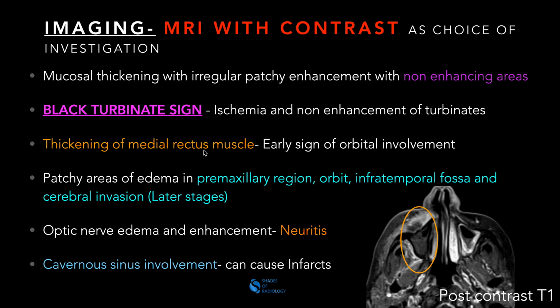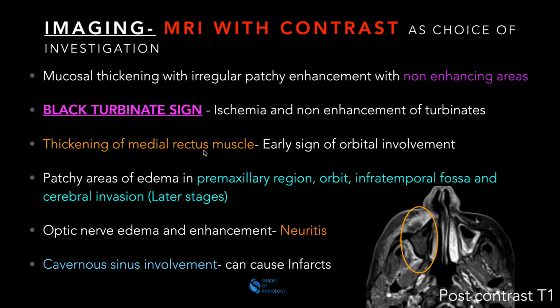And coming to the next finding, that is the thickening of the medial rectus muscle, which is the earliest sign of orbital involvement. So we should always carefully look for the medial rectus muscle, whether it is normal in morphology or not. And patchy areas of edema in the premaxillary region, orbit, infratemporal fossa, and cerebral invasion gradually occurs in the later stages.